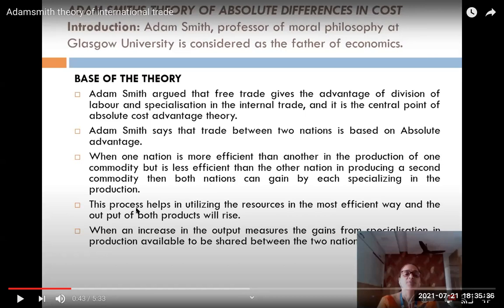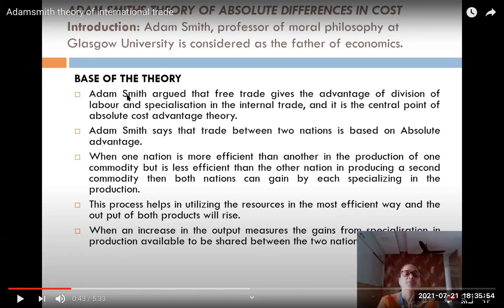This says the process helps utilize resources in a more efficient way, and the output of both products will rise. So it will increase production and efficiency over time. All right. And of course, he makes mention of the quote unquote founding father of the theory being Adam Smith.